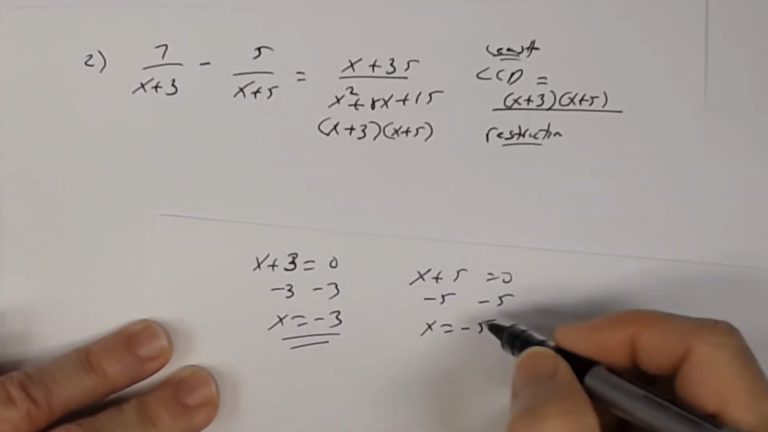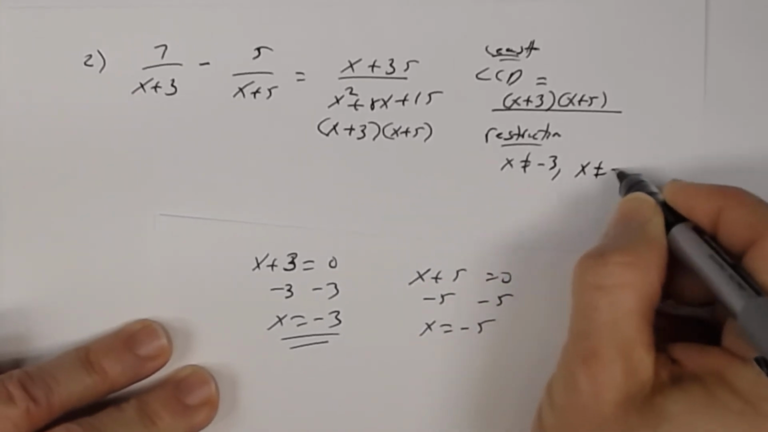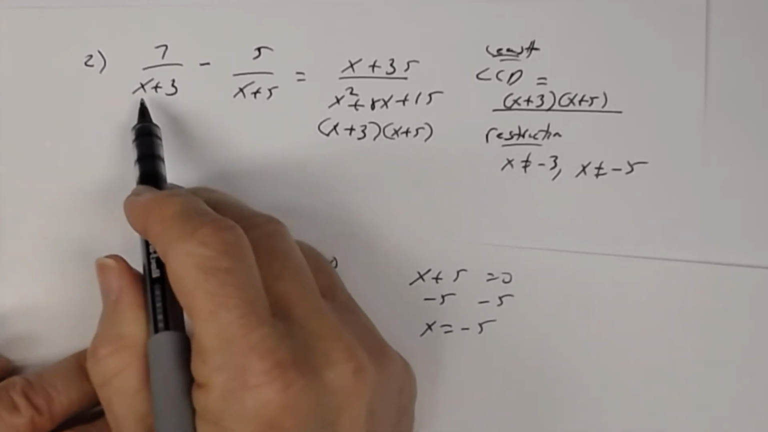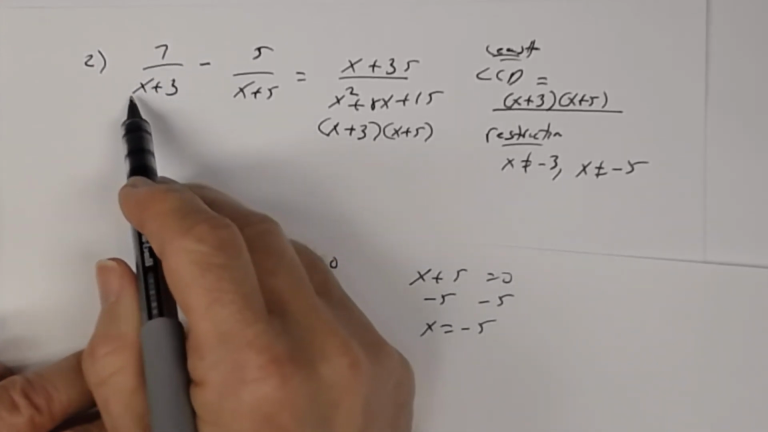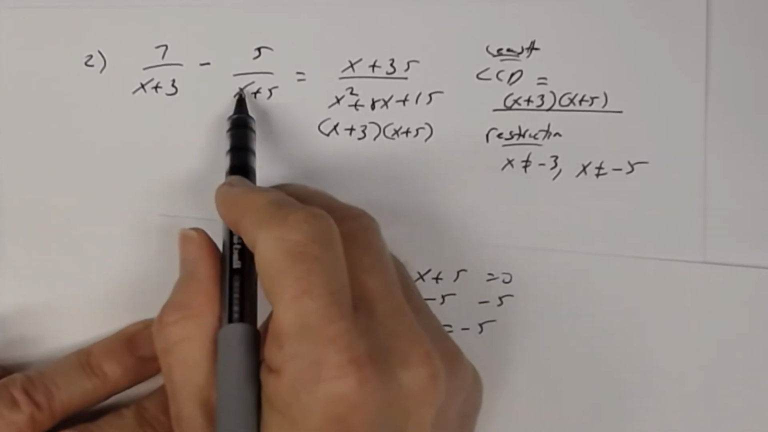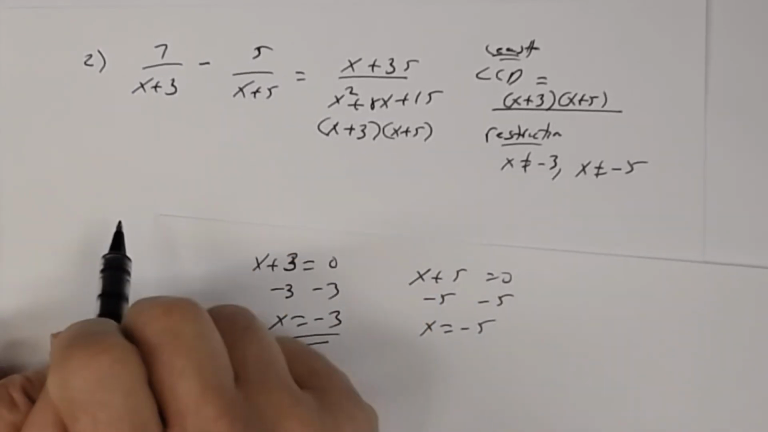So there are two restrictions. x cannot equal negative 3 and x cannot equal negative 5. Because when x is negative 3, this is 0. So I get 7 divided by negative 3 plus 3, which is 0. When x is negative 5, this is undefined. So I get 5 divided by 0, which is undefined.